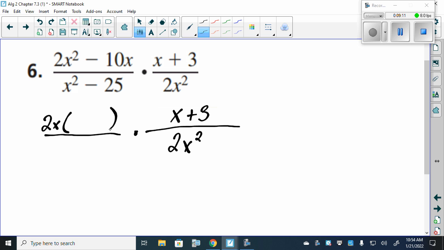If I factor 2x out of 2x squared, I'm left with 1x minus, because we didn't pull out any negatives, we didn't mess with the sign, so it would still be minus. If I factor 2 out of 10, I'm left with 5, and the x factors out completely. So we're left with 2x times x minus 5. And that brings us to the last piece to factor, the x squared minus 25, which is a difference of perfect squares, which would factor to x plus 5 and x minus 5.